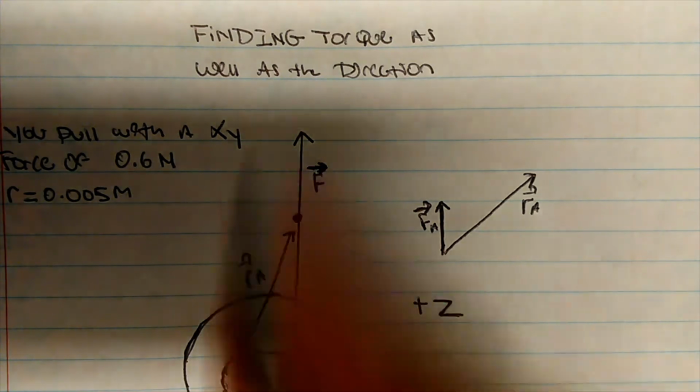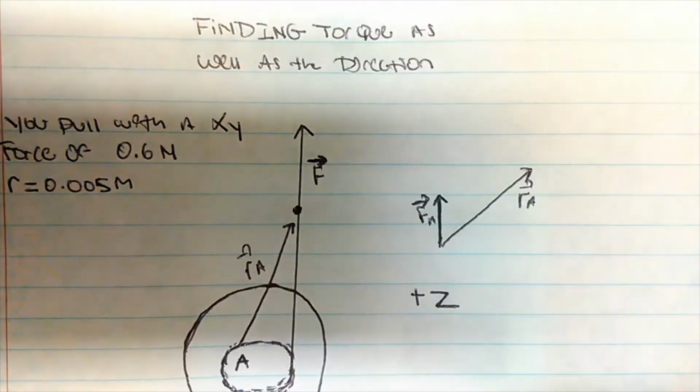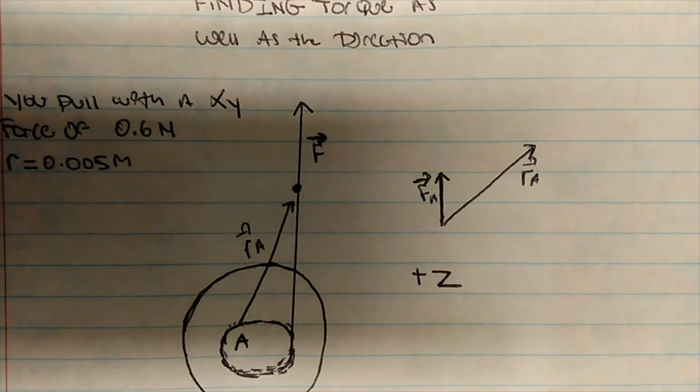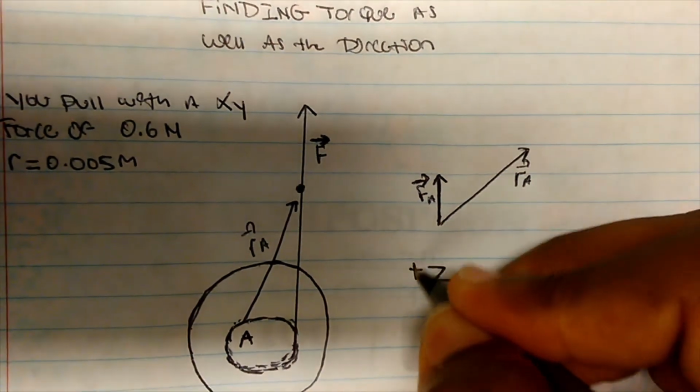Okay, because remember, we're in the XY plane, so we're going to get something that's perpendicular to both. That's got to be in the Z direction. And again, we just defined out of the board as being positive. Okay, so there's a positive Z out of the page. So that would be the direction of the torque.